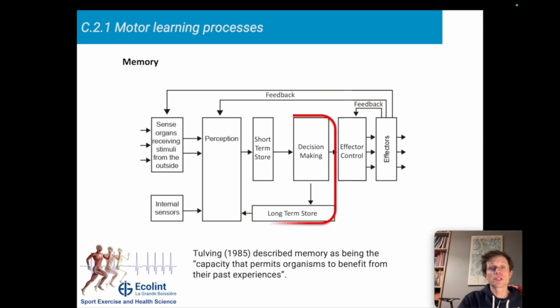Let's move on now to consider the elements of memory. Tulving in 1985 described memory as being the capacity that permits organisms to benefit from their past experiences. So how do we use our previous experiences that are stored in our brain somewhere to influence what's going on at the time? This is crucial for learning because we need to take on board our past experiences in order to improve our performance at the time.